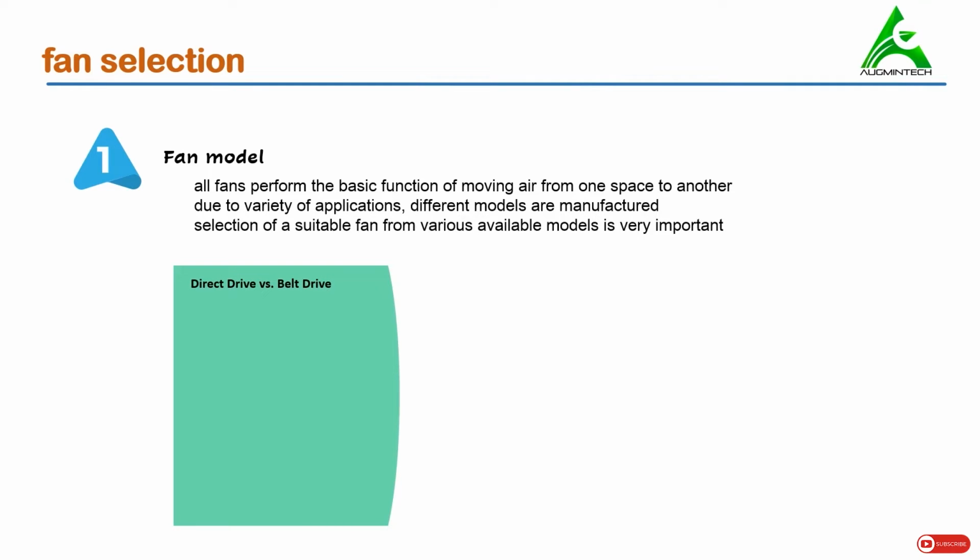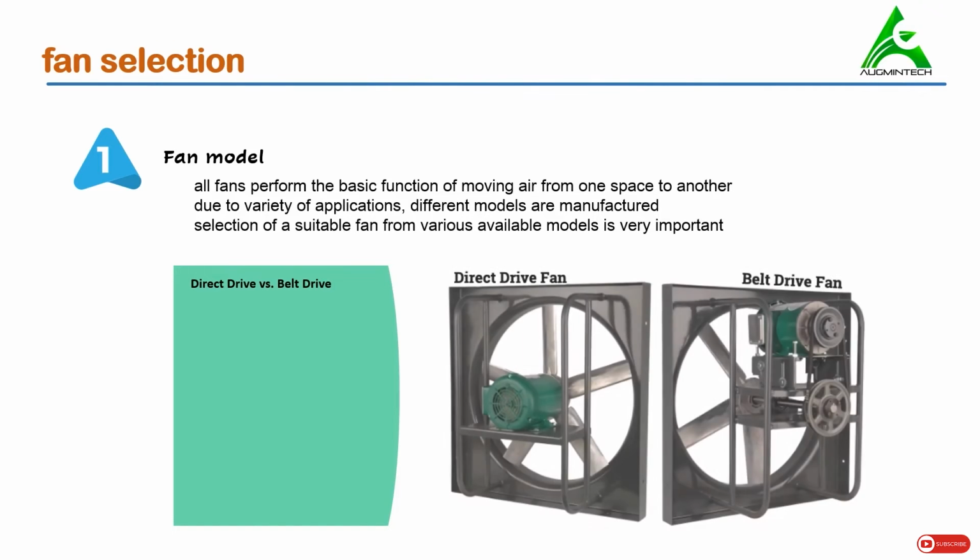As far as fan models are concerned, they can be direct drive models or belt drive models. This is how direct drive fan looks and belt drive fan looks. Here the motor shaft is directly connected to the fan and over here it is connected with the help of a belt. So the position of motor and the fan is at some offset position.